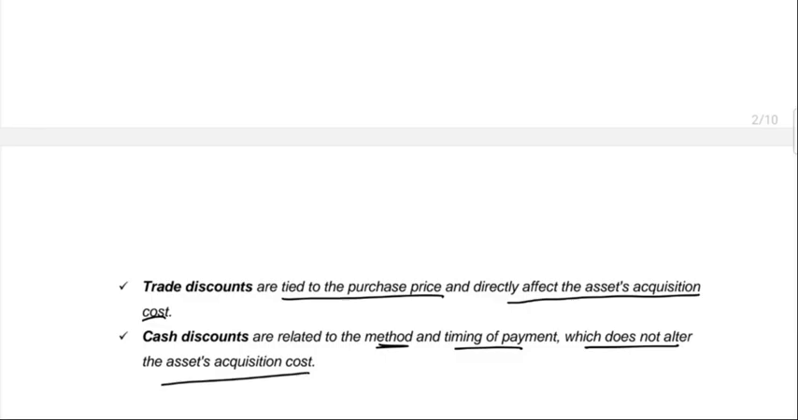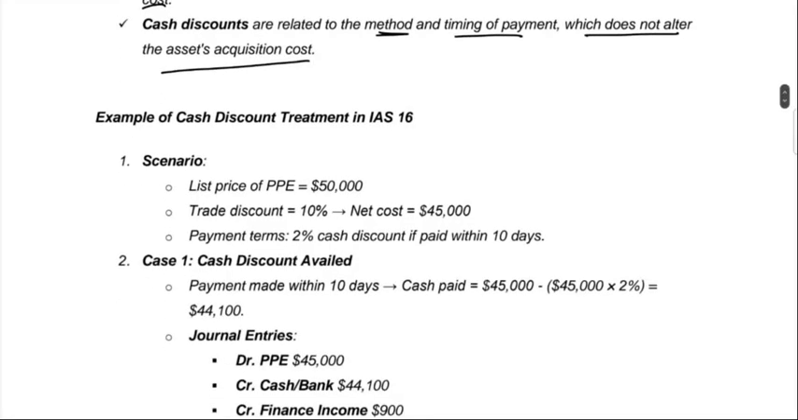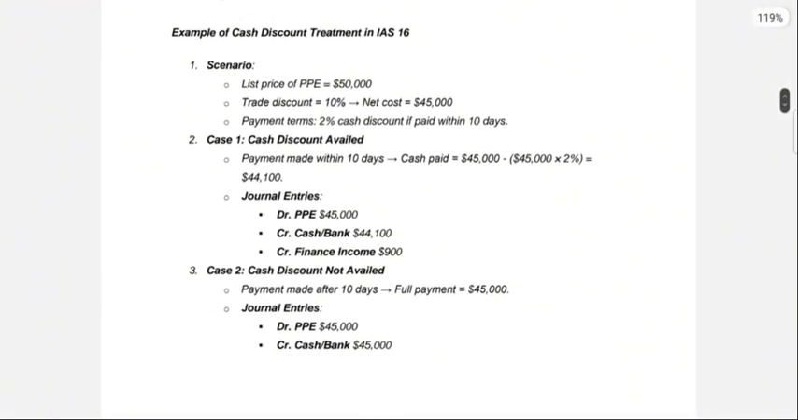Because the reason is if I'm not paying within a specific time period, then I will have to pay the amount which is equal to the list price of the asset, isn't it? I will pay. But if I avail the discount, the value of the asset will still be equal to the list price of the asset, but the deduction that has occurred because of the cash discount will be recorded as the finance income. It will not reduce the list price of the asset. It will not reduce the value of the asset in my books. Let's look at the example. Here is the example. Let's look at it.